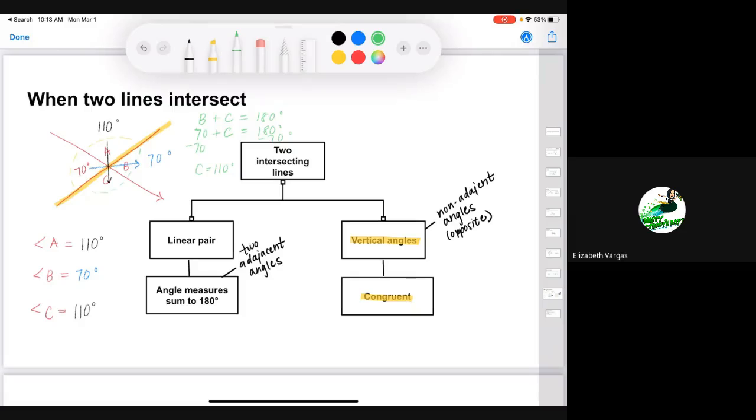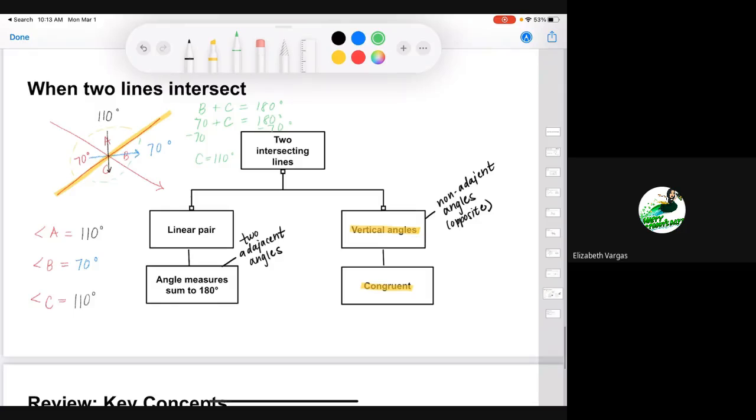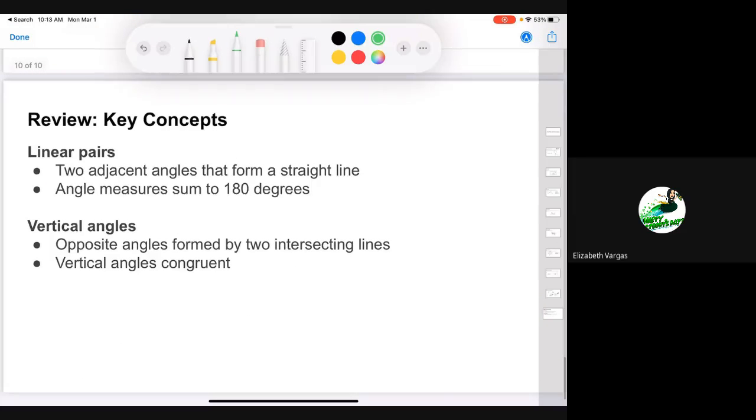So any questions about anything we learned today? Questions? Okay, so again, linear pairs are two adjacent angles that form a straight line. Adjacent meaning right next to each other. And the relationship is that the angle measures equal 180 degrees. So if I add those two adjacent angles together, I have to get 180 degrees. Vertical angles, on the other hand, are opposite angles or non-adjacent angles, so they're not right next to each other, formed by two intersecting lines. And we know that if they're opposite angles or vertical angles, then they are congruent. Okay, so any questions?